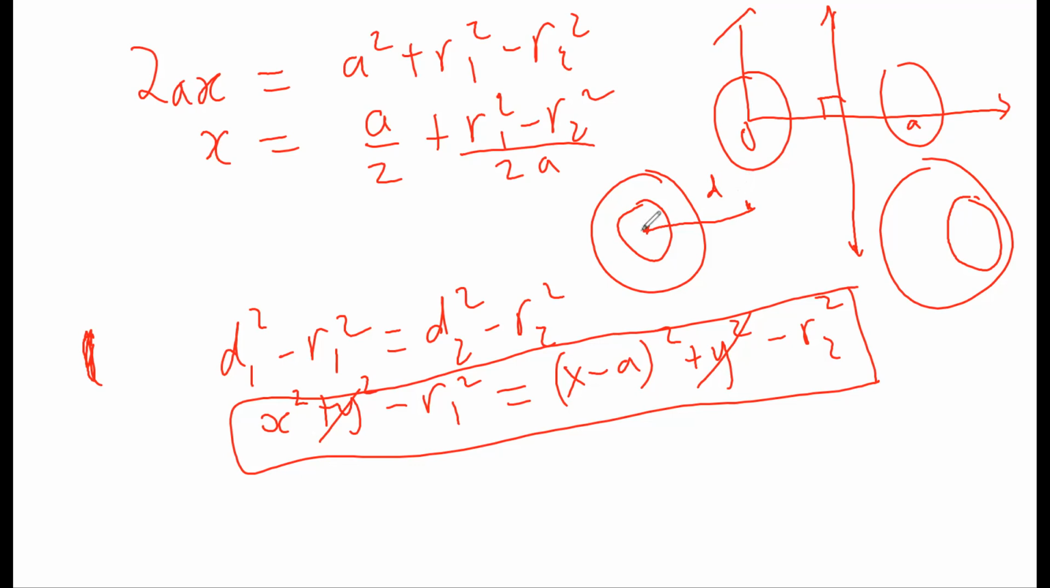If the two circles have the same center, then D would be the same. D1 equals D2. So they would cancel. But then R1 squared should equal R2 squared, but R1 is not equal to R2, so that's a contradiction. Or if R1 is equal to R2, they're the same circle, so every point has the same power.